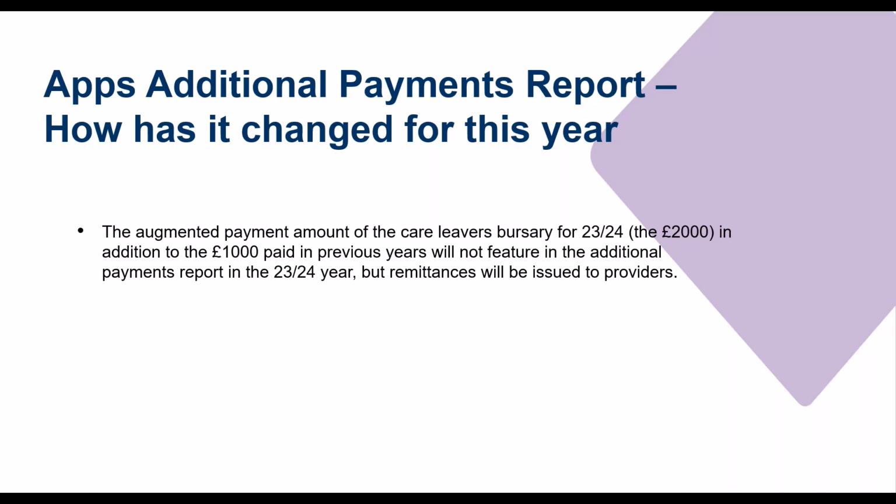But that additional £2,000 will appear on remittances that you are sent as the training provider. So where you have learners who've applied for the care leavers bursary, you would need to check your remittances to see that additional £2,000.